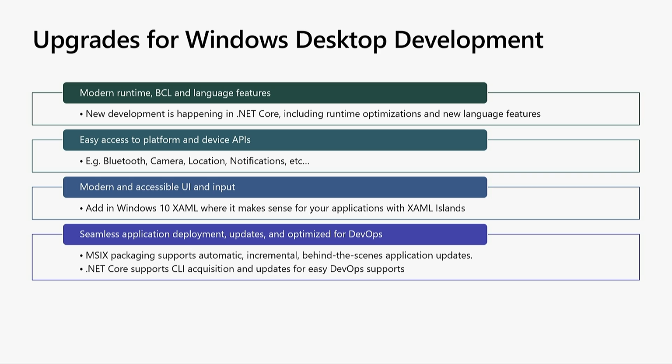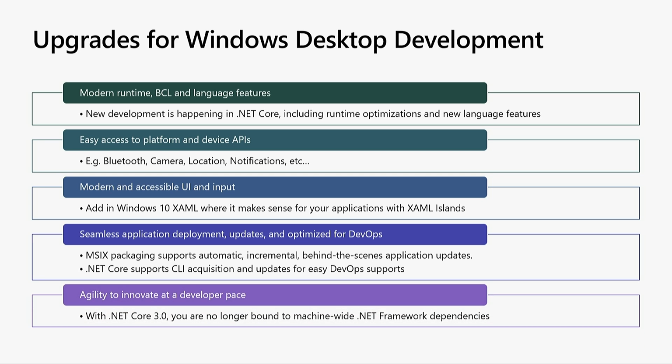Further, seamless application deployment, updates, and optimized for DevOps. The entire .NET end-to-end toolchain is really designed with DevOps in mind and CI pipelines in mind. And there's a great talk about that tomorrow, but we'll talk today about seamless application deployment and updates, behind-the-scenes updates, more like the web deployment model, where all of your users can get the updates without really any interaction, which is awesome. And finally, and perhaps most importantly, what we've been hearing from so many customers is really just the ability to innovate at a developer pace.